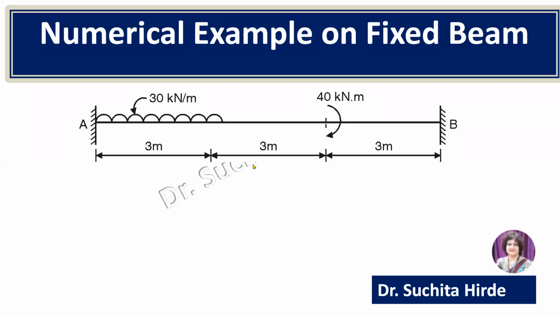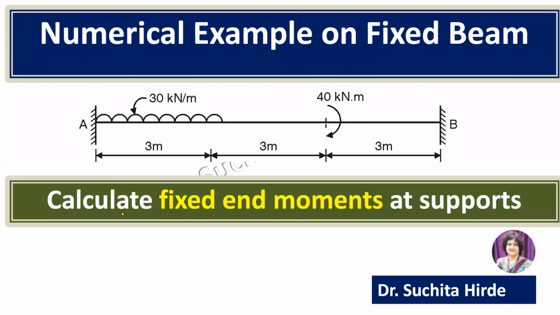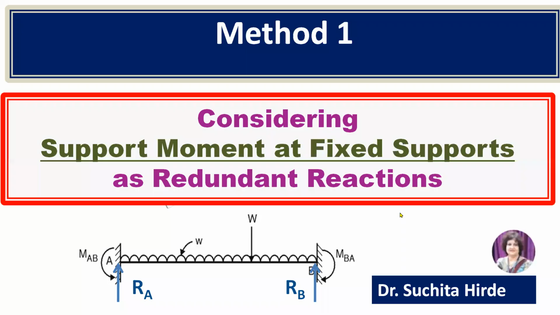We are considering this fixed beam which is subjected to partial load of 30 kilonewton per meter as a UDL and 40 kilonewton meter moment. And we are going to calculate fixed end moment at supports using 3 different ways. Now let us consider support moments at fixed support, that is MAB and MBA, as redundant reactions.